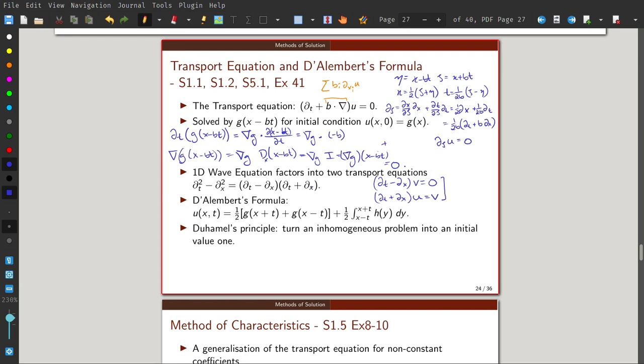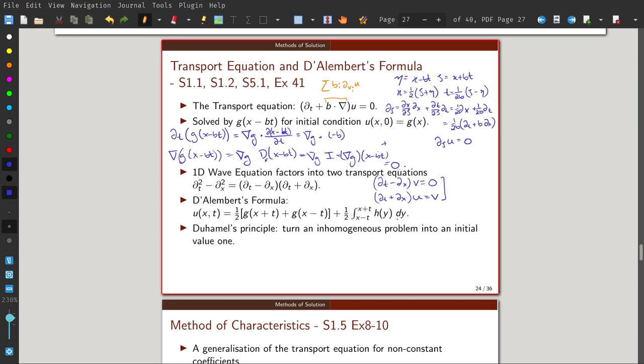And when you apply this with some initial conditions, you will get D'Alembert's formula here, given in this way. So that's the trick to solving the one-dimensional wave equation, or in general, hyperbolic second-order equations in one space variable will factor, and this technique will apply.